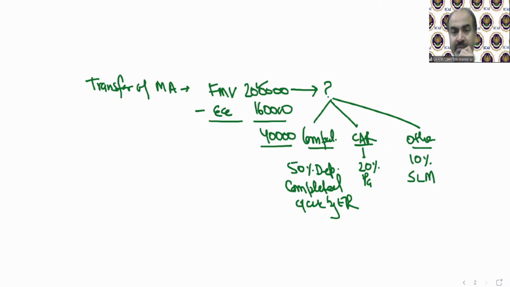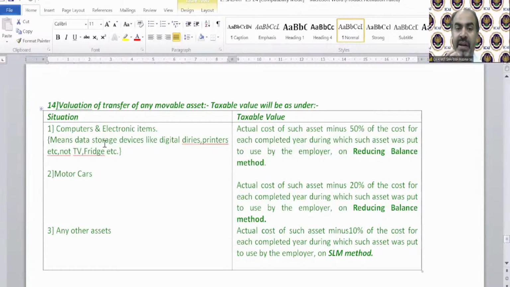So it has been written in the diagram. Computer and electronic items means data storage devices like digital diaries, printers, etc. Not TV or fridge. TV and fridge will not fall in the first category; in electronic items, they will fall in the third category. Actual cost of such asset minus 50% of the cost for each completed year that the asset has been used by the employer, on the reducing balance method. Same for the car, the rate is 20% with the same method, but in the last case, that is 10%, the method is SLM. Practically, it will be solved like this.